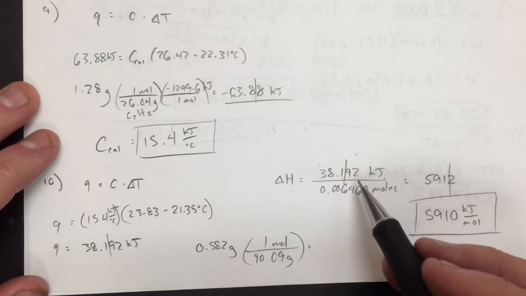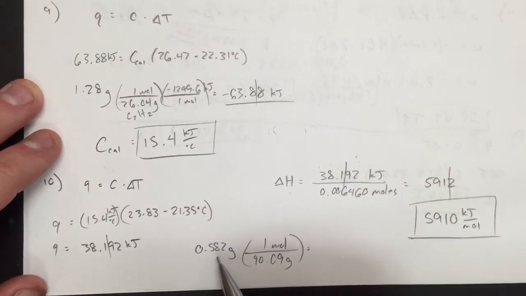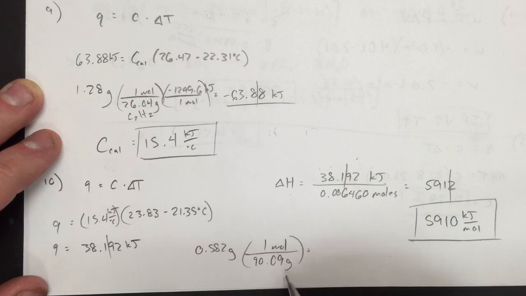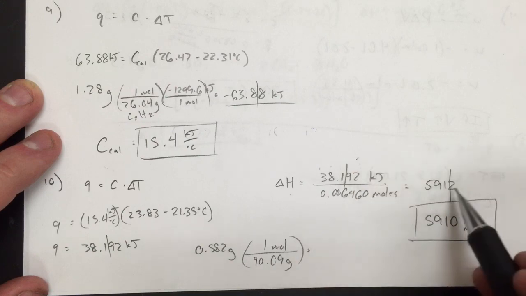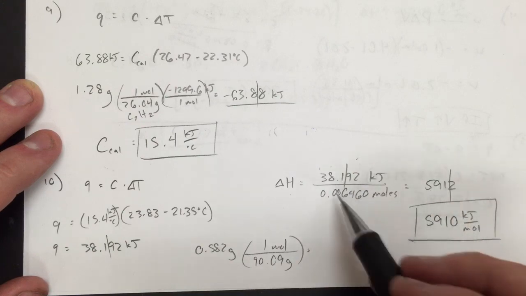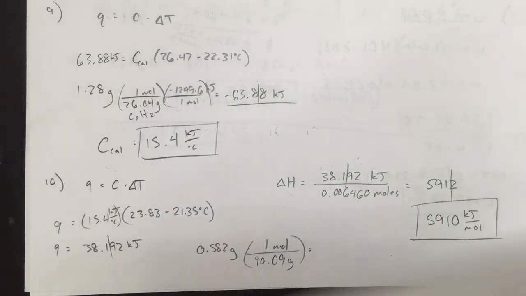So then for delta H, we need the kilojoules and the moles, so we just take the grams of lactic acid and convert to moles by using the molar mass, and we find the molar mass just by adding them all up. And we get 0.006460 moles, and that works up to 5912, and since it has 3 sig figs, it rounds to 5910 kilojoules per mole. So that's number 10.